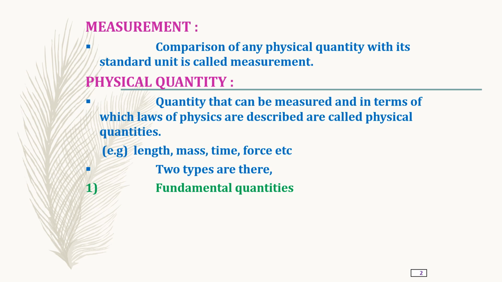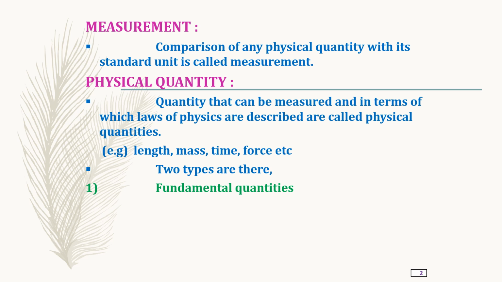Quantities that can be measured and in terms of which laws of physics are described are called physical quantities. Example, length, mass, time, etc. There are two types of physical quantities. They are fundamental quantities and derived quantities.